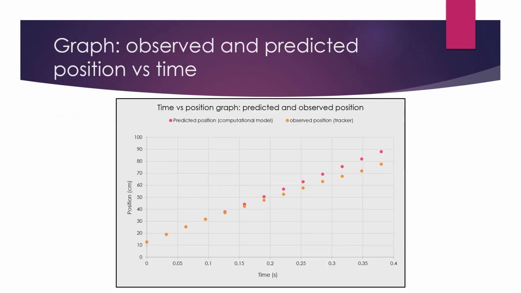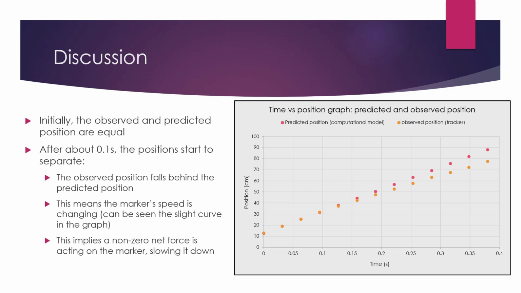The graph is a time versus position graph where the pink dots are the predicted position from the computational model and the yellow dots are the measured position using Tracker. The x-axis is the time measured in seconds and the y-axis is position measured in centimeters. As we can see, in the beginning the dots overlap, which means that the observed and predicted position are the same. After some time, however, the observed position falls behind the predicted position. This difference becomes larger as more time passes.